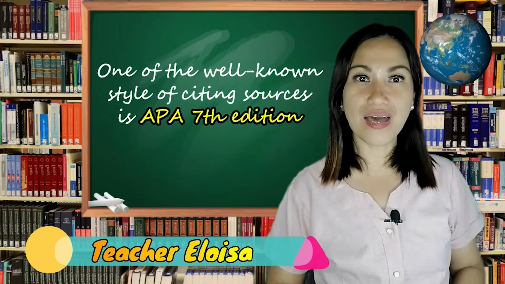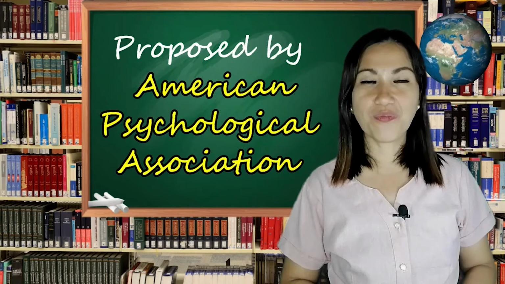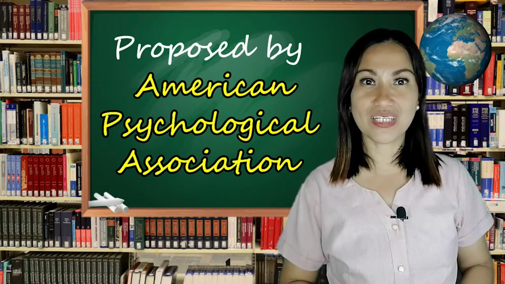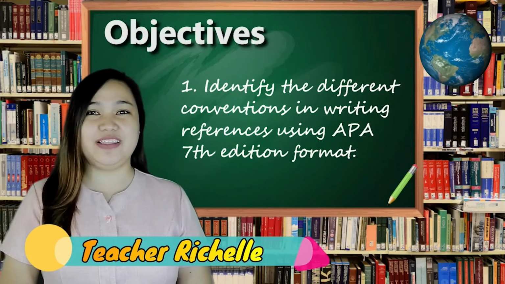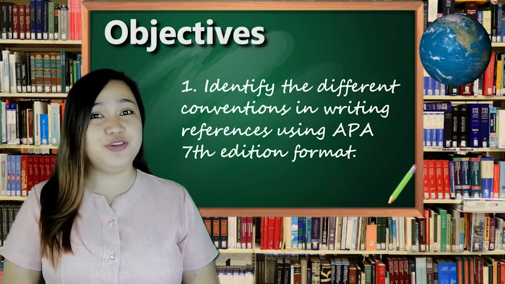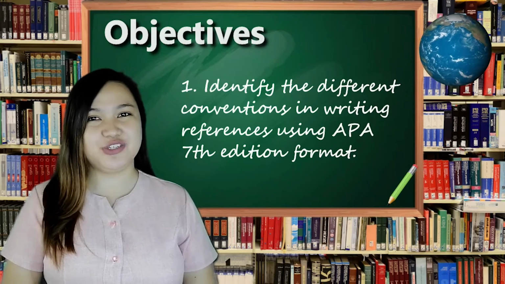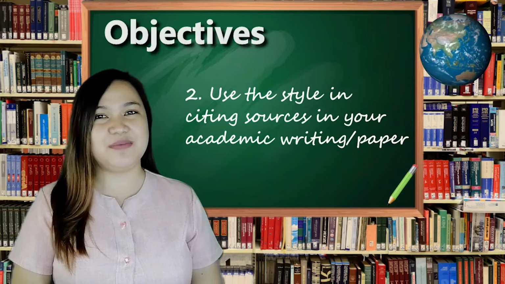One of the well-known styles is known as APA 7th edition, proposed by the American Psychological Association. In this lesson, you are expected to identify the different conventions in writing references using the APA 7th edition format and use the style in citing sources in your academic papers.